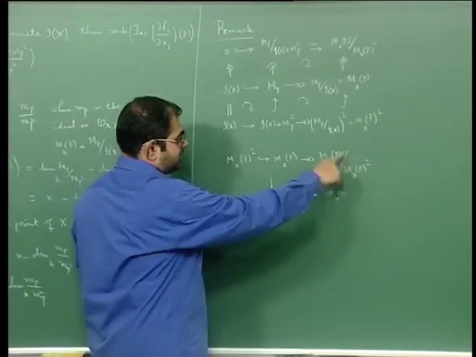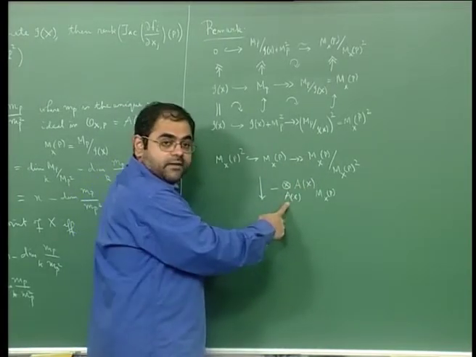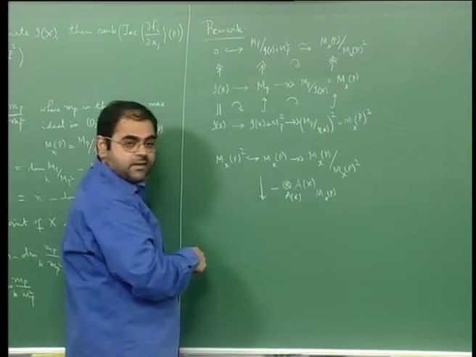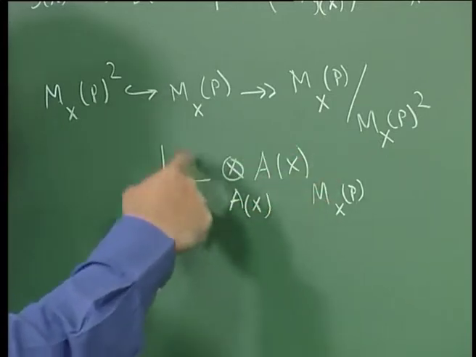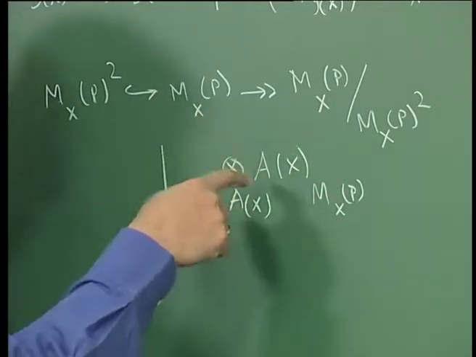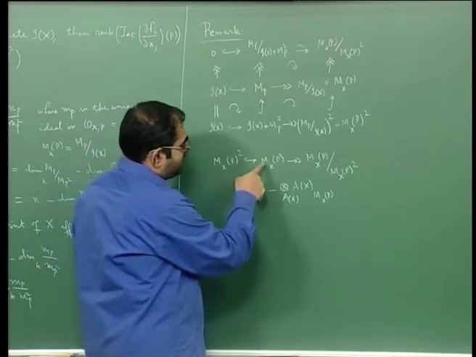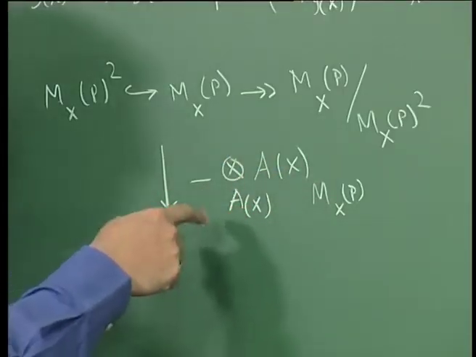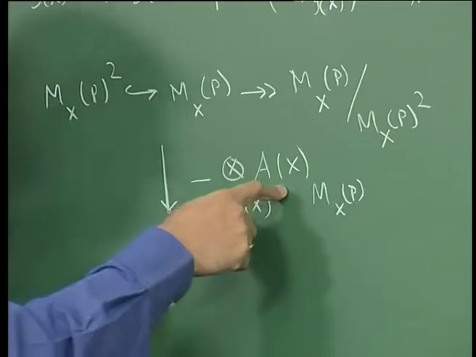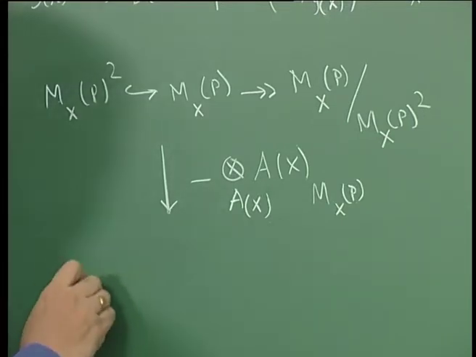Therefore, when you tensor this sequence with this local ring, I will again get an exact sequence. After you tensor the maximal ideal with this local ring, what you will get is the maximal ideal of that local ring. So when you tensor m_X,p with this, what you will get is the maximal ideal of this local ring, which is small m_p. So after tensoring, what you will get is this exactly.